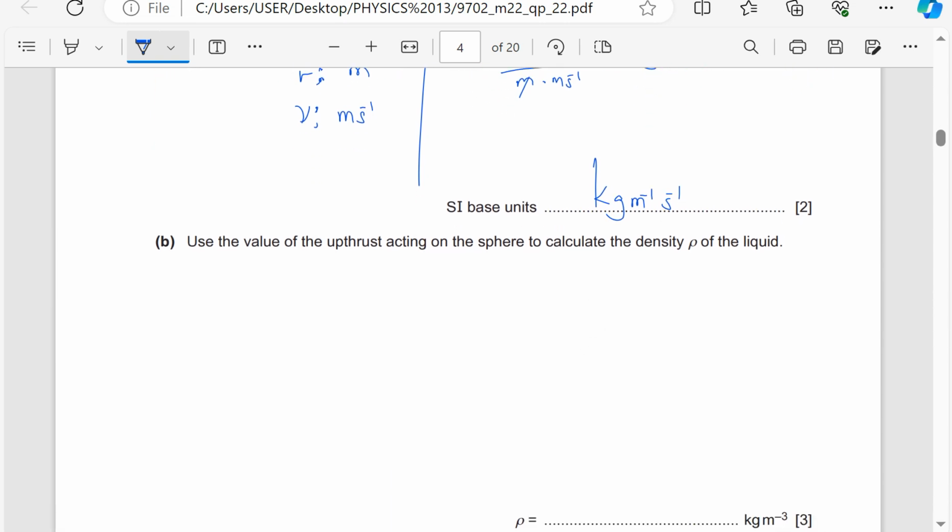Use the value of the upthrust acting on the sphere to calculate the density rho of the liquid. We know that upthrust is equal to the weight of liquid displaced, which is equal to the density times the volume of the liquid displaced, then times g. And of course, the volume is equal to 4 over 3 pi r cubed. That is the volume of a sphere.